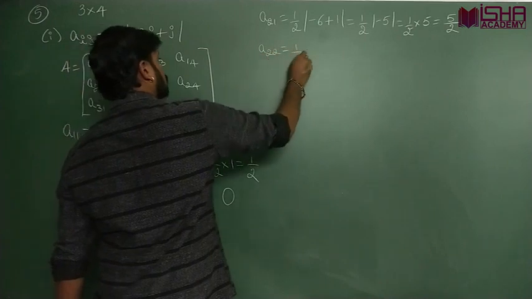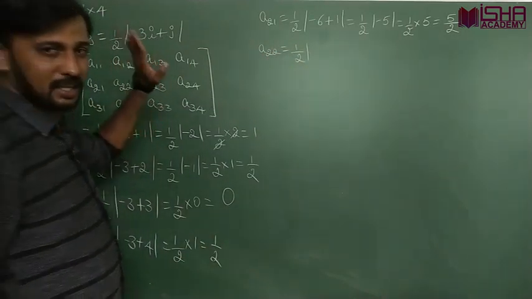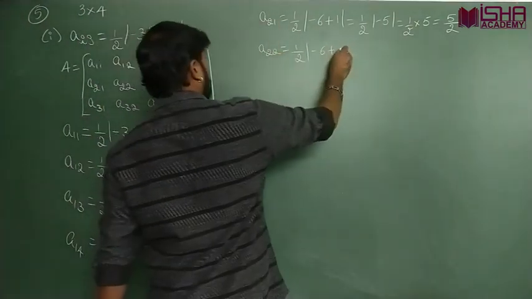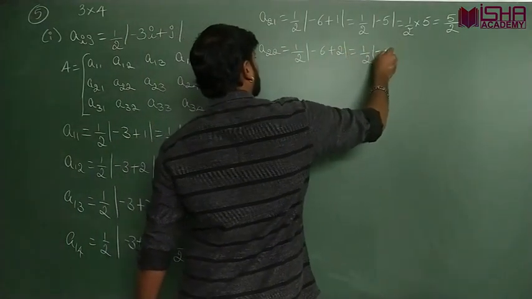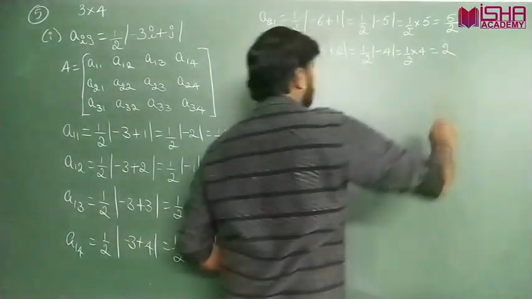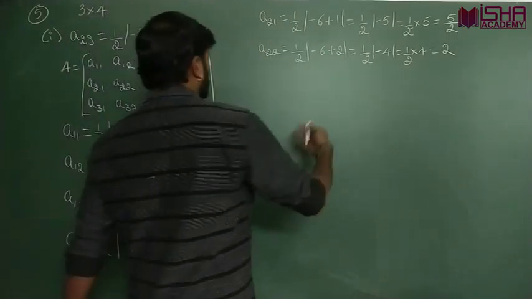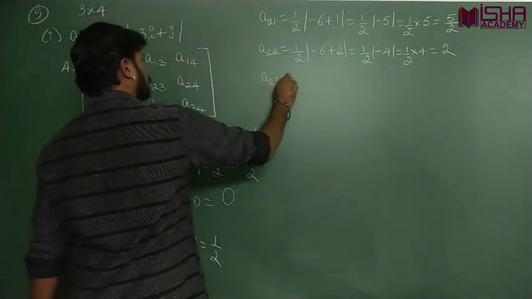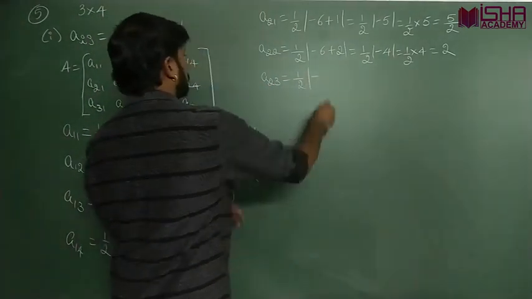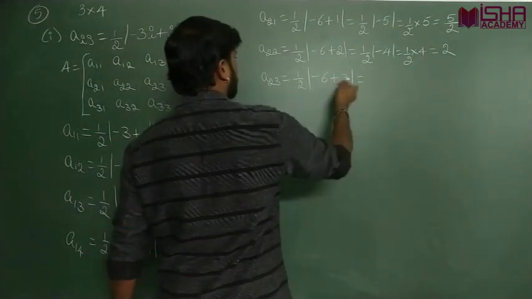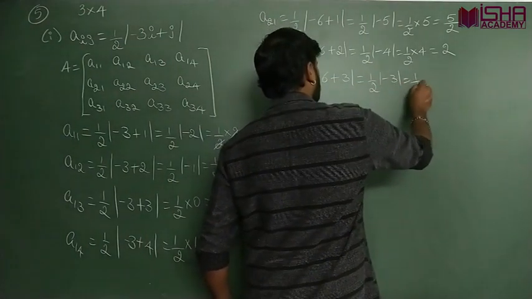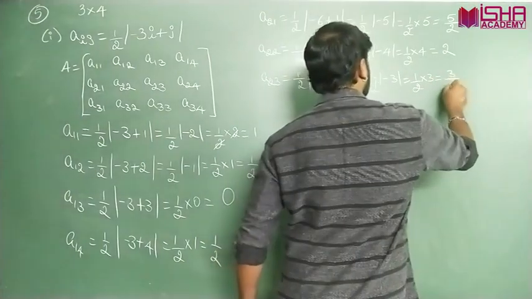What will A22 be? We just keep substituting, there is nothing difficult. 1 by 2 into 3 into 2 is once again 6. So minus 6 plus 2 is minus 4, and modulus of minus 4 is plus 4. So 2 2s are 4. Next, A23: 1 by 2 into, with i equals 2 and j equals 3, minus 6 plus 3 is minus 3, and modulus of minus 3 is plus 3. So the answer will be 3 by 2.